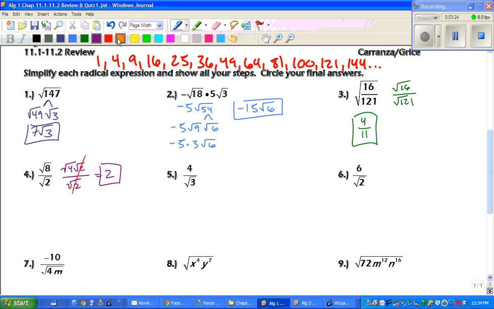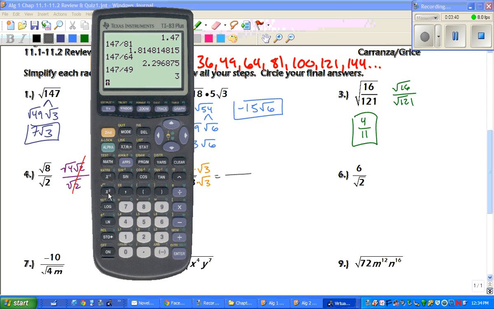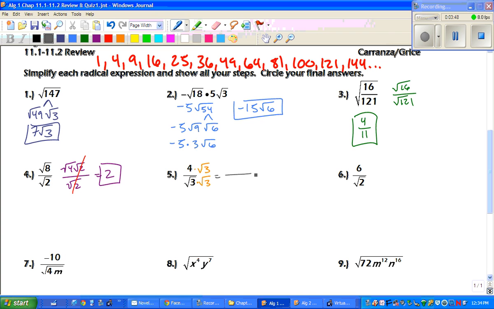All right, number 5. You can't have a radical on the bottom, okay? You just can't. It's one of those rules. So you multiply the top and the bottom. And when you multiply a root times a root times 3, you can plug it into your calculator, which is nice. And you just get 3, okay? So 3 is on the bottom, and on the top, it's 4 root 3. And can you simplify that? Nope. So that's your final answer.